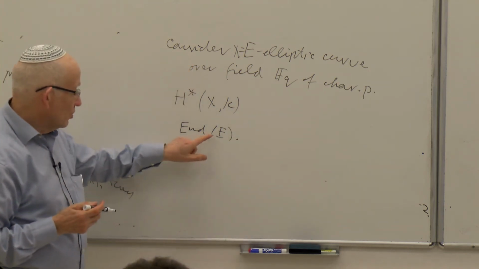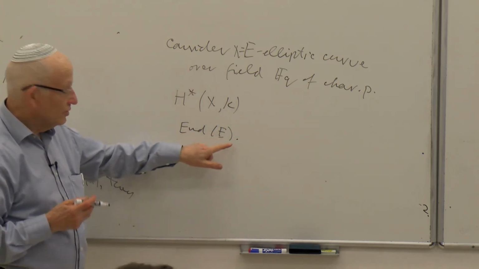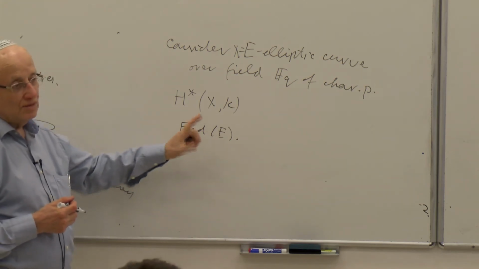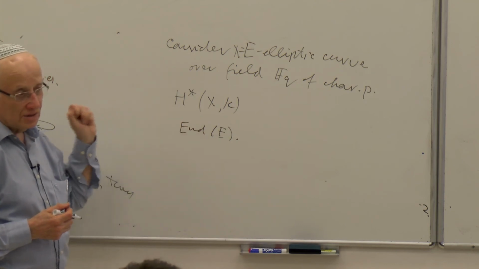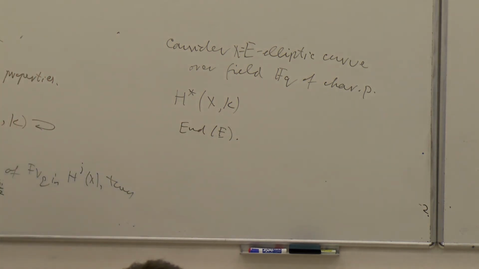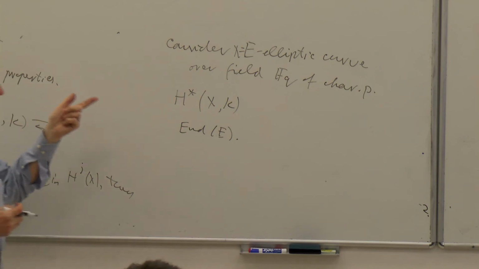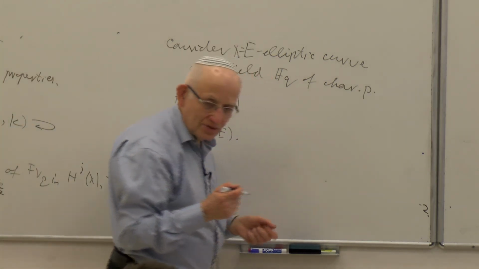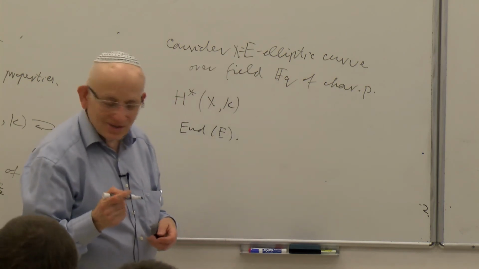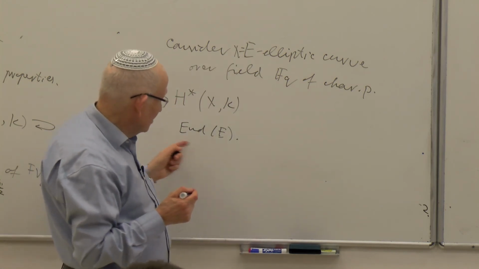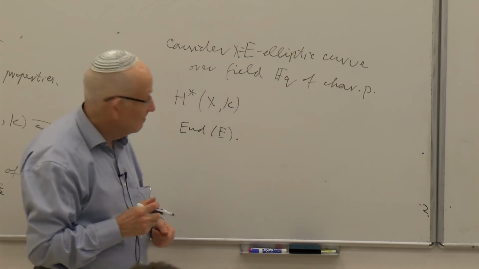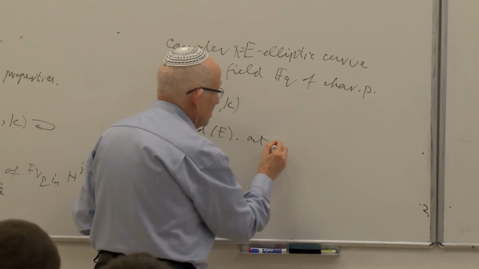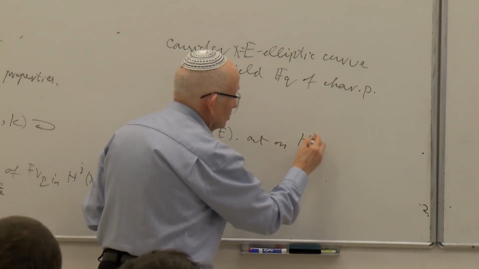And now over complex numbers, End(E) is always a commutative ring. Usually it is just Z, sometimes it is a quadratic extension. But over F_q, there are some curves which are called, how are they called? Supersingular. Yes, for which this ring is not commutative. Now, these things should act on these cohomologies.